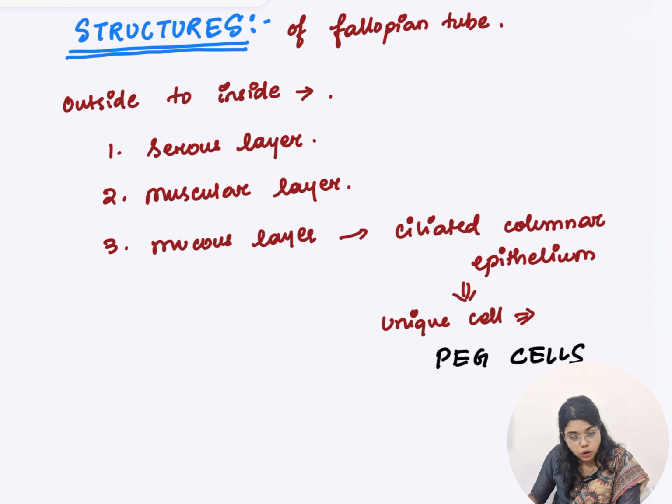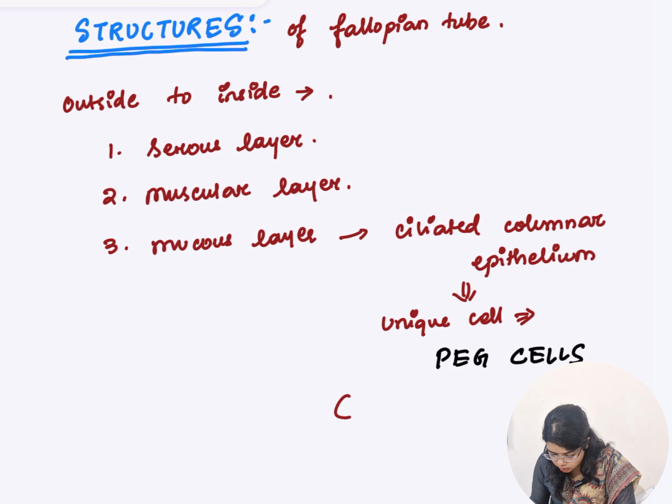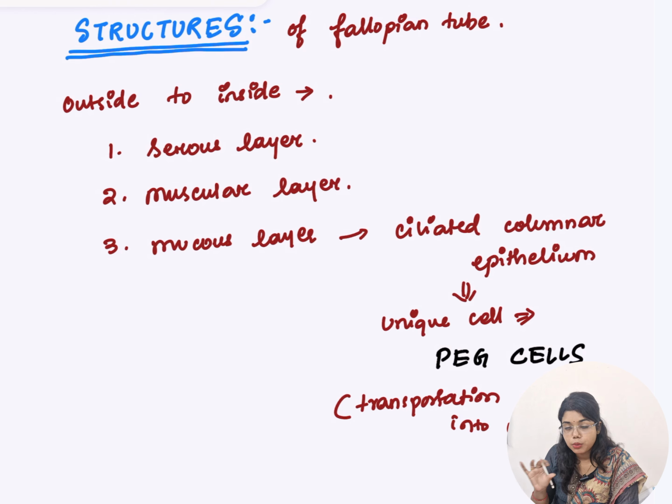First, it is lined by ciliated columnar epithelium. So, what is the importance of ciliated? We are writing here ciliated columnar epithelium. What is the use? If it is ciliated, then it helps in transportation of the zygote into the uterus. The ciliary movements are directed towards the uterus. So it helps in transportation of the zygote into the uterus.